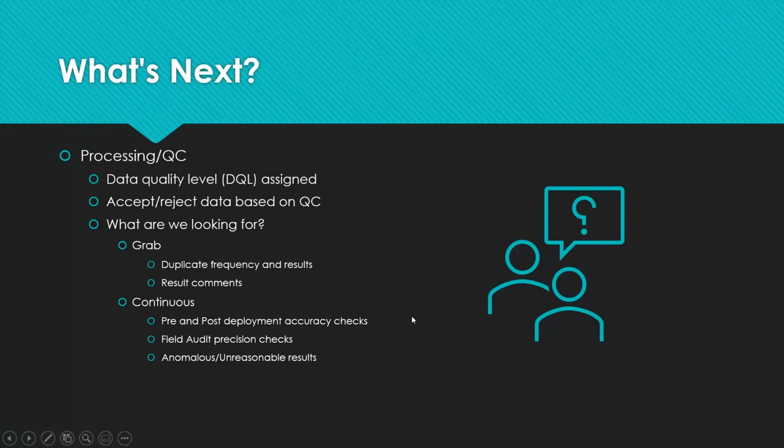And with continuous data, we have the pre and post deployment accuracy checks. We really want to make sure that we are posting accurate data. We also look at those field audits, as we mentioned when we were reviewing the templates. And again, any unreasonable results, if something looks like it doesn't belong, we will flag it and potentially reach out to you to see if maybe that's correct, if we need to assign a different DQL based on some extraordinary result.